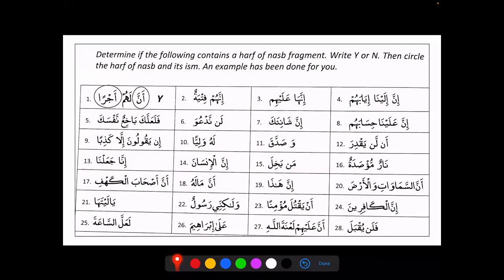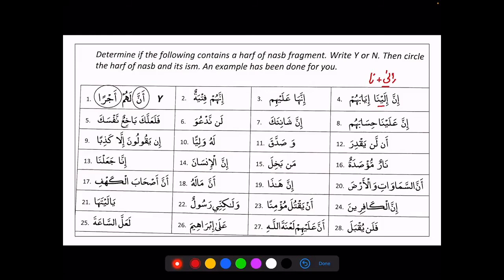Number 4, inna ilayna iyabahum. Yes, okay, label. Inna is harf of nasab. Ilayna is jar majroor. Ilayna is basically ila plus na. But we know that when we attach a pronoun with ila or ala, then what happens? The alif changes to ya with these two dots. So this is ilayna.